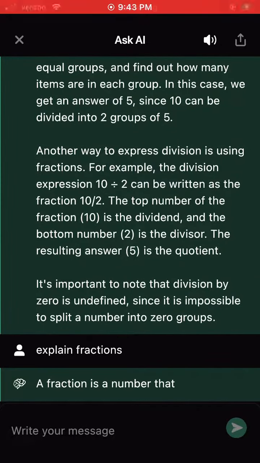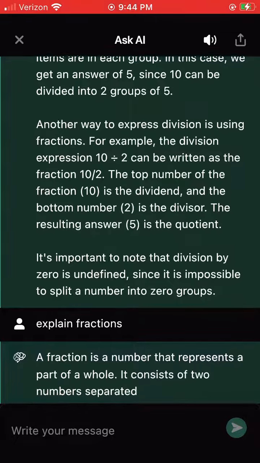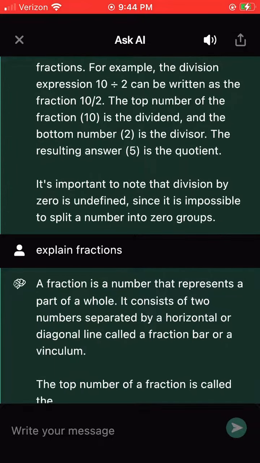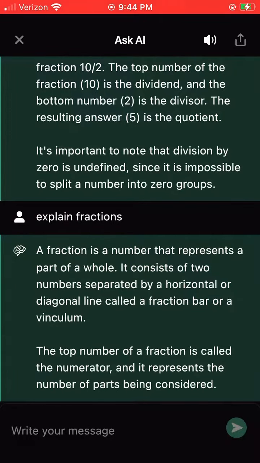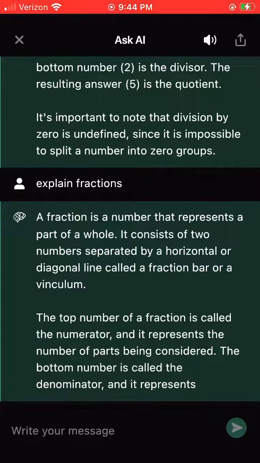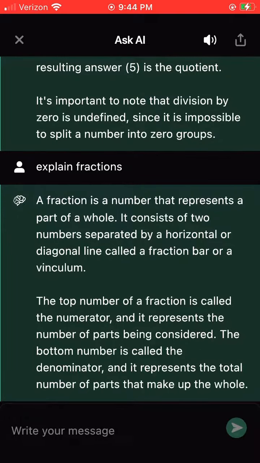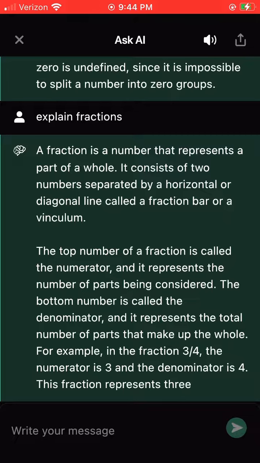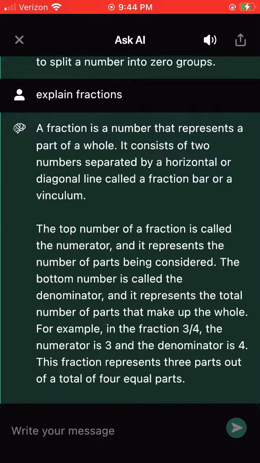A fraction is a number that represents a part of a whole. It consists of two numbers separated by a horizontal or diagonal line called a fraction bar or a vinculum. The top number of a fraction is called the numerator, and it represents the number of parts being considered. The bottom number is called the denominator, and it represents the total number of parts that make up the whole.